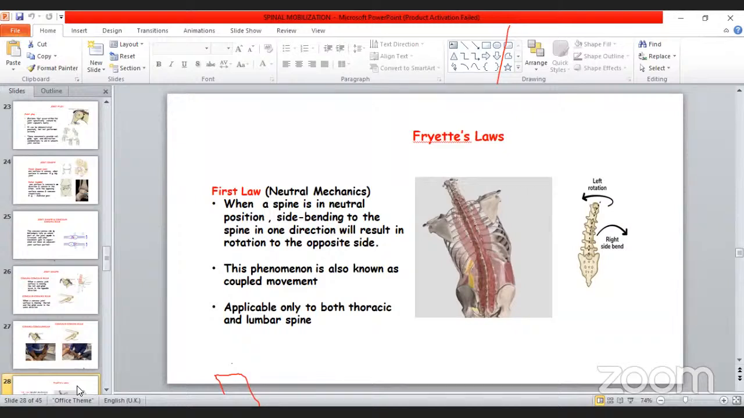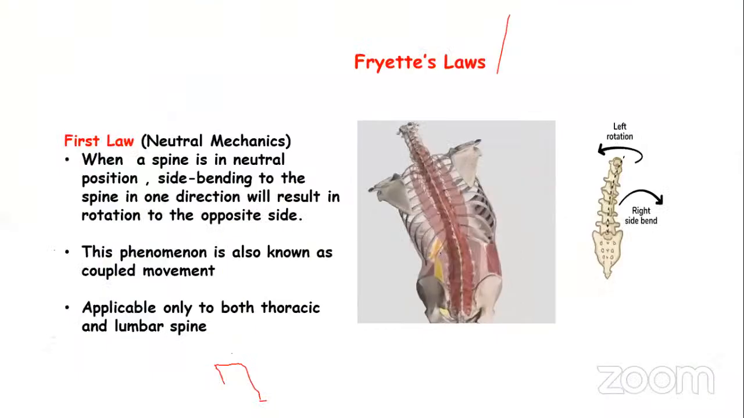This law has a lot of bearing in spinal mobilization. And there is a first law, there's a second law, there's a third law. What does Fryette's first law state? Fryette's first law states that when the spine is in neutral position, side bending of the spine in one direction will result in rotation to the opposite side. I think it's common sense.